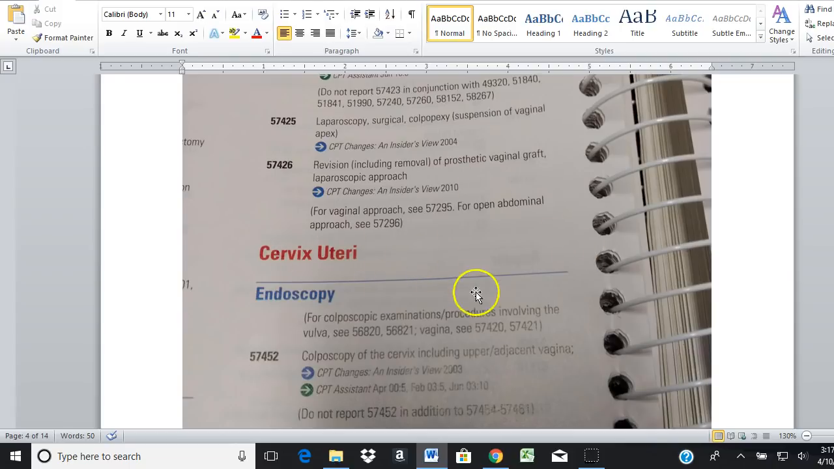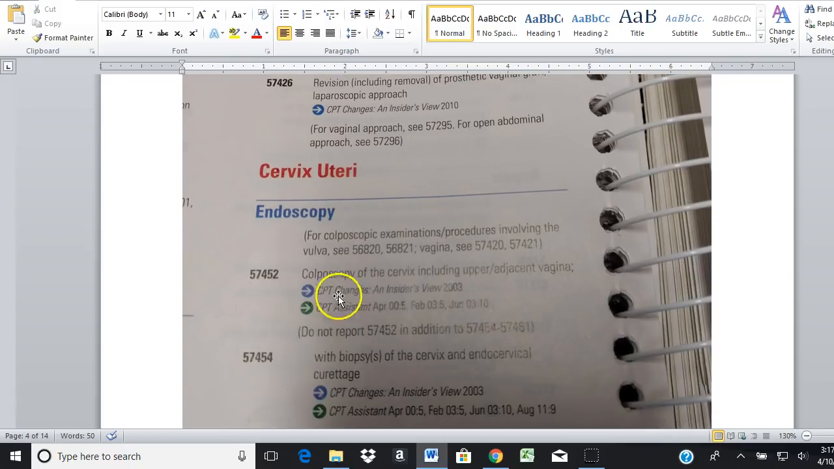Now, when we get to the cervix uteri, we have to be careful because we have colposcopies of the vagina and colposcopies of the cervix. So again, this is very similar to when we were talking about the urinary system. Because when we talk about doing a cystourethroscopy, we need to get to the urinary bladder through the urethra. Okay, so this is very similar. We have to get to the cervix through the vagina. That is the most common way. Otherwise, we're slicing and dicing, but these are scope procedures.